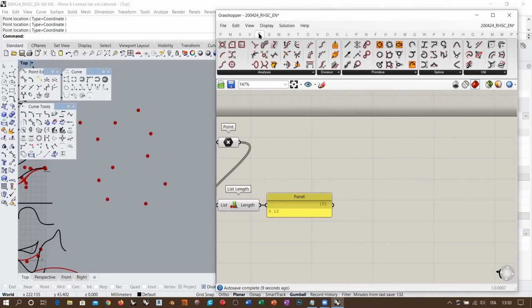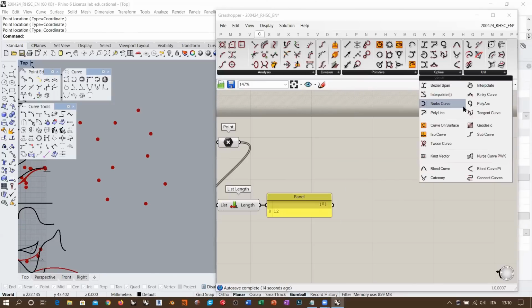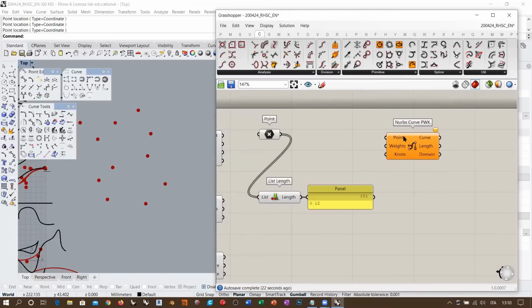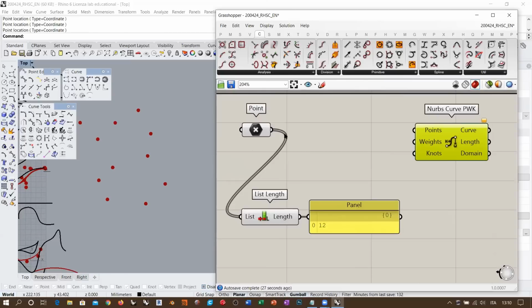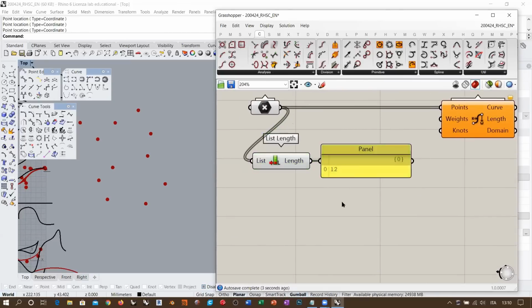You create a NURBS curve, not a standard NURBS curve, but with a NURBS curve PWK, which is based on points, weights, and knots. So this forces you to define a knot vector. So you take this, and if you are correct, then you know that you want to create a degree 3 curve. So 3 plus 12 control points is 15, and you need 14 values for the knots.